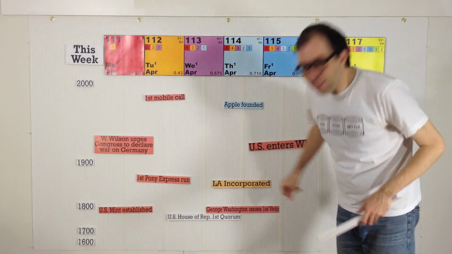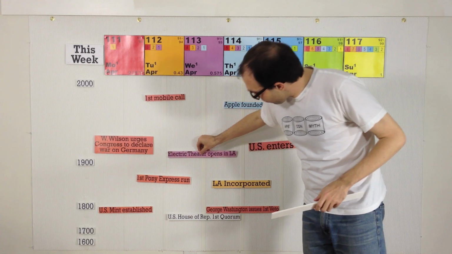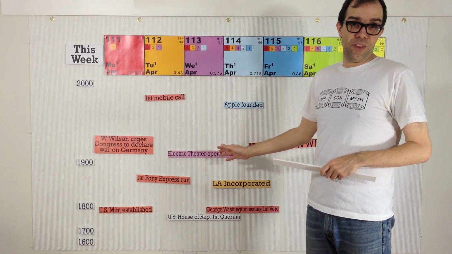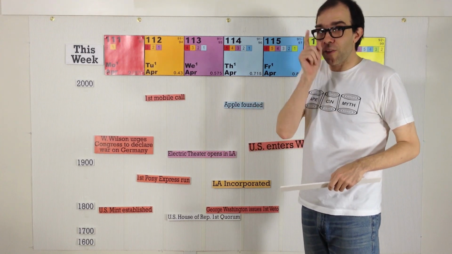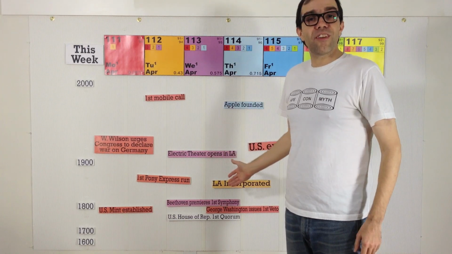Meanwhile, Thursday, 1850, Los Angeles, California is incorporated. And the day before that, in 1902, the Electric Theater opens in LA, and that's the first full-time movie theater. Now, 102 years early in a different theater, but on the same Wednesday, Beethoven performs his first symphony in Vienna.